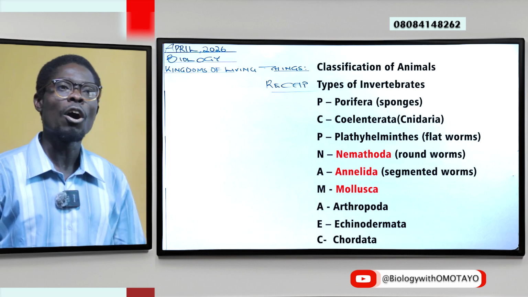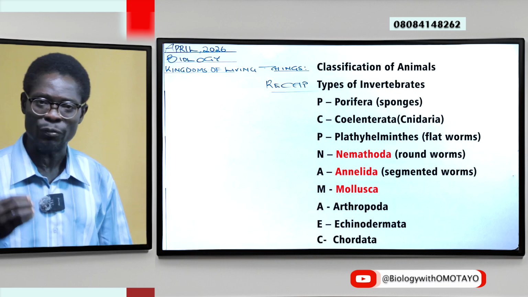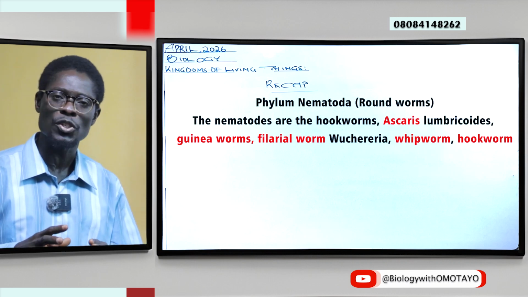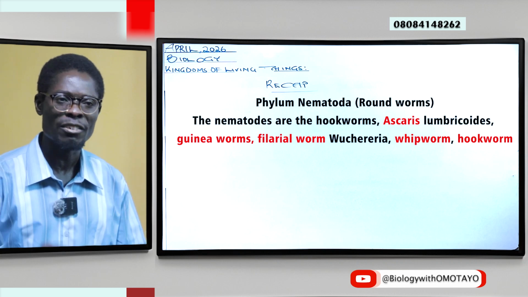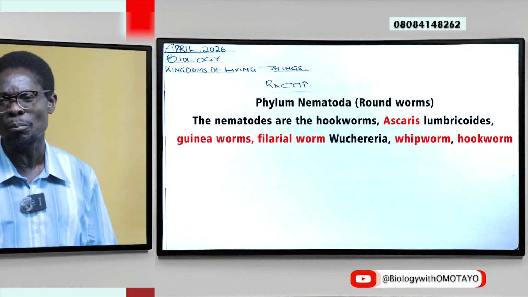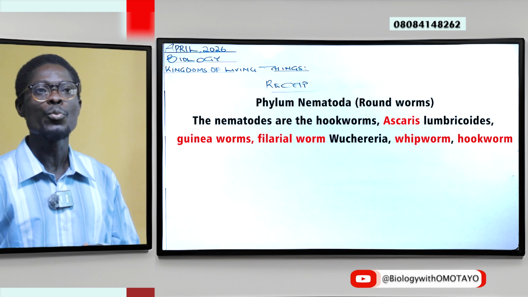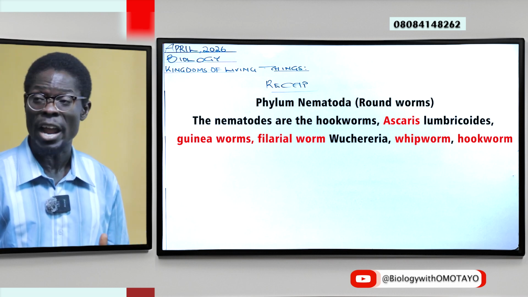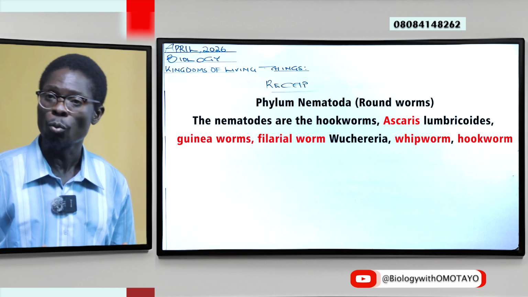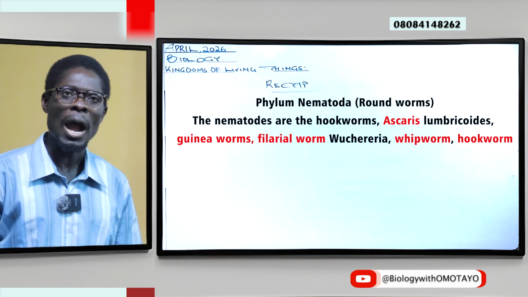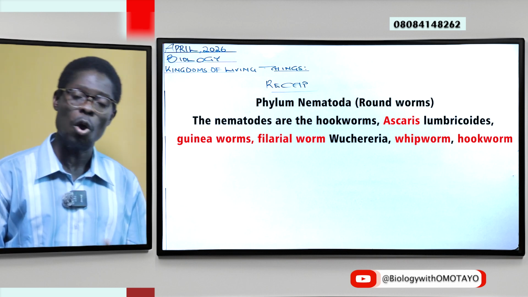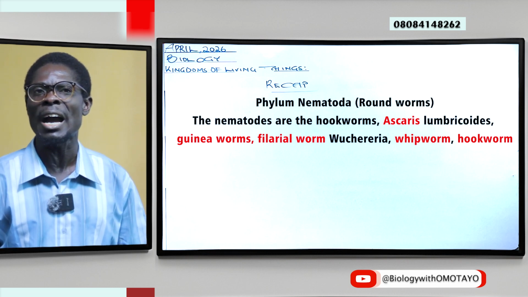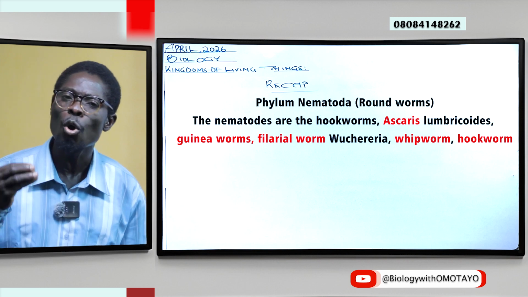And a quick one, under Nematoda, there was emphasis that basically it's a phylum of worms, round worms. A couple of examples under that very phylum were Ascaris, guinea worm, filaria worm, Wuchereria, whipworm, hookworm, threadworm, among others. These worms under phylum Nematoda have a round cylindrical body. Yes, they have a pseudocoelom.